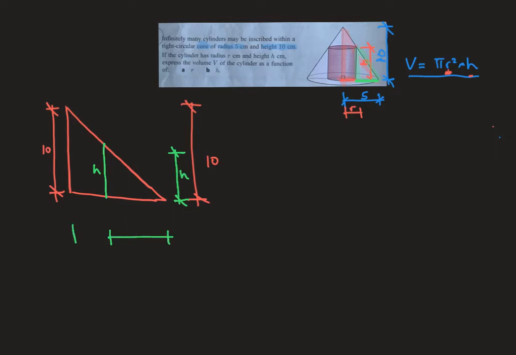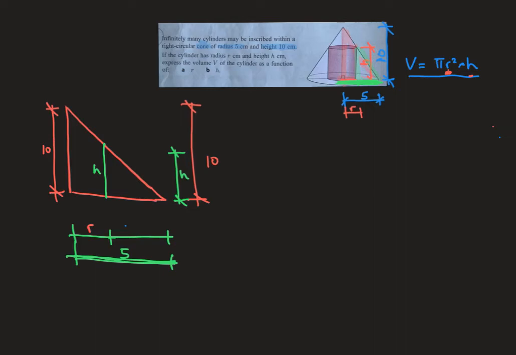This length here, I don't know yet because I forgot the numbers that have been given. But I'm going to check the question: it says the radius of the cone is 5, which means all of this length is 5. Then I have here the radius of the cylinder. If this is r, and this is 5, then this length here has to be what?